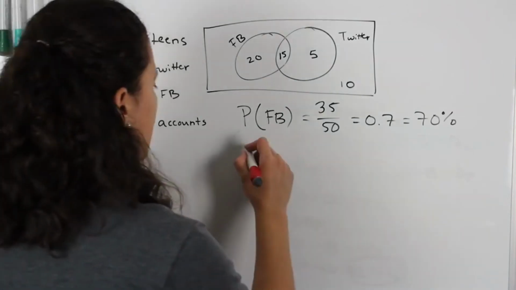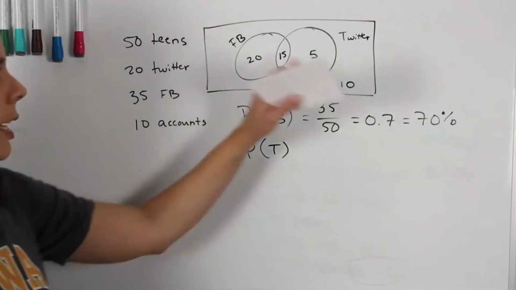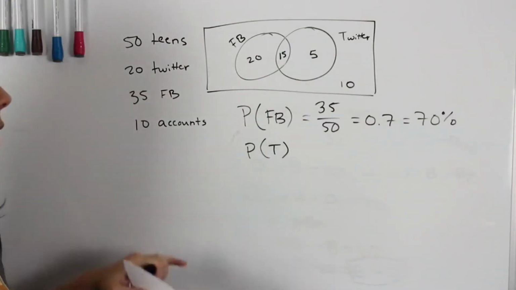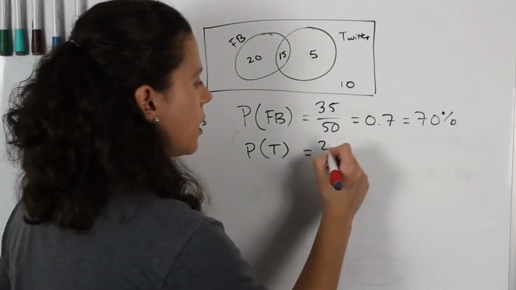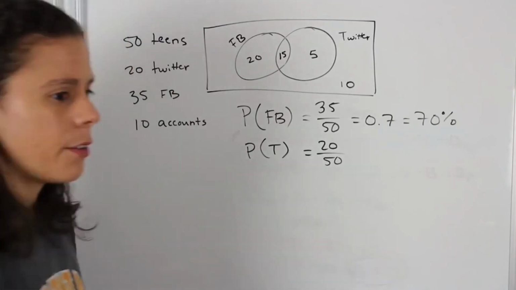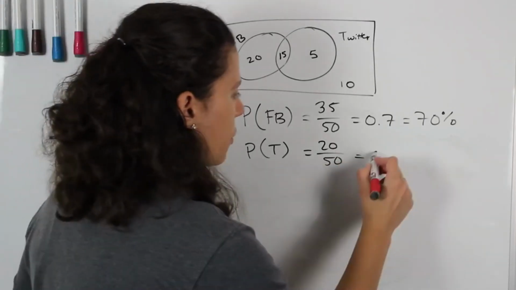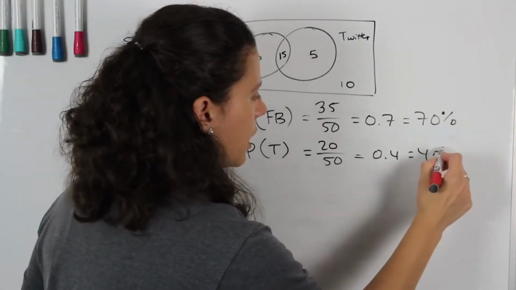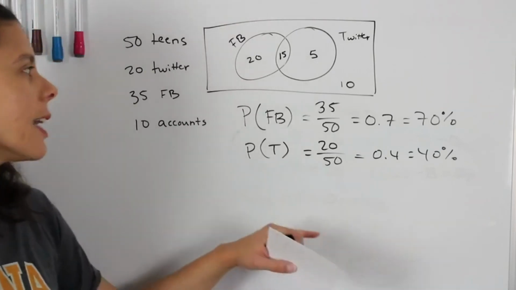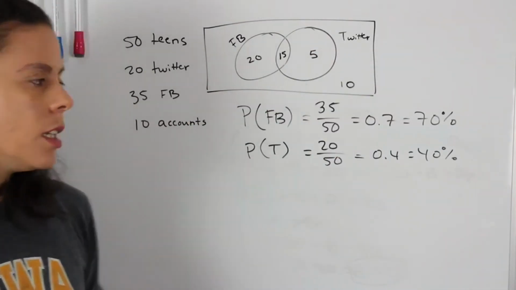If we find the probability of one of the students having Twitter, also we didn't have to do the Venn diagram for that, because we know there's going to be 20 out of 50, or there's 20 students, or 20 teens, that are going to have a Twitter account out of 50. So that's going to be 20 out of 50, which is 0.4, which is 40%. There's a 40% probability, or 40% chance that if you choose a student at random, that student is going to have a Twitter account. All right?